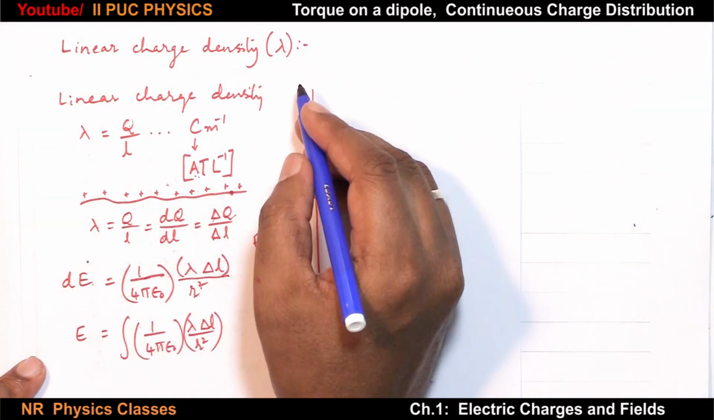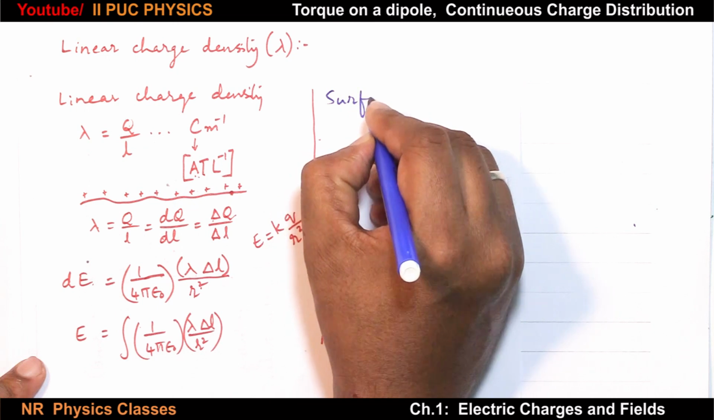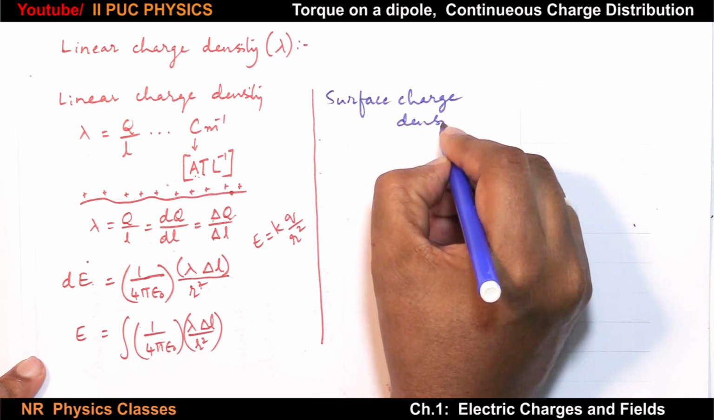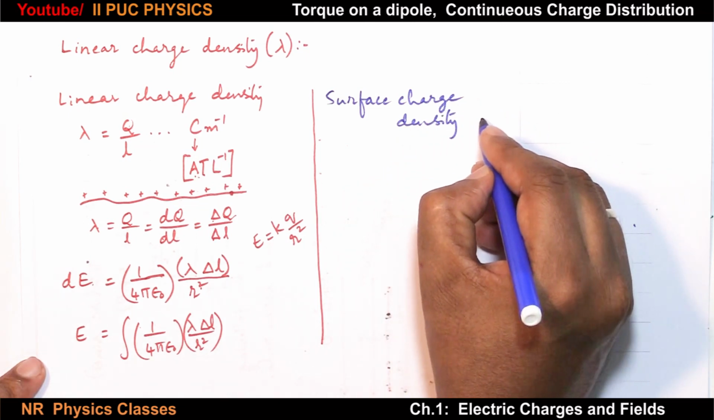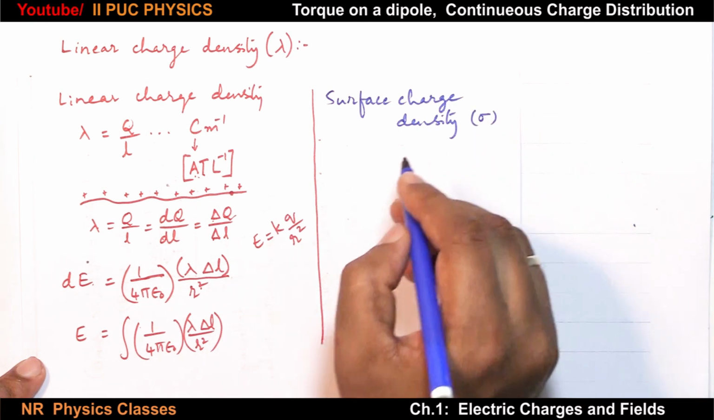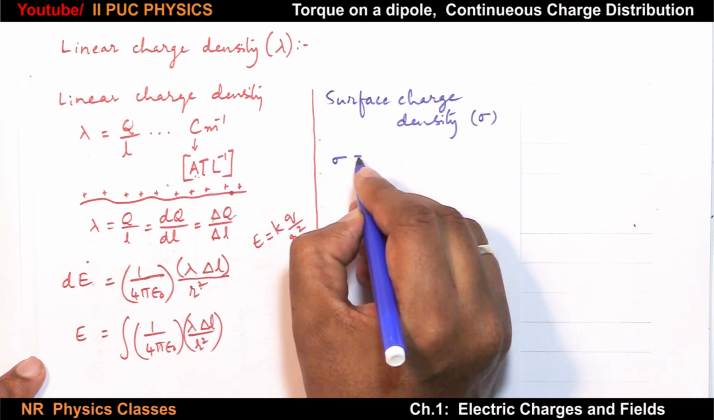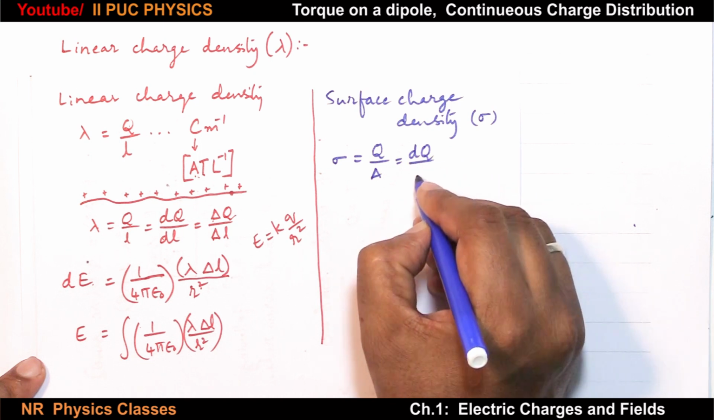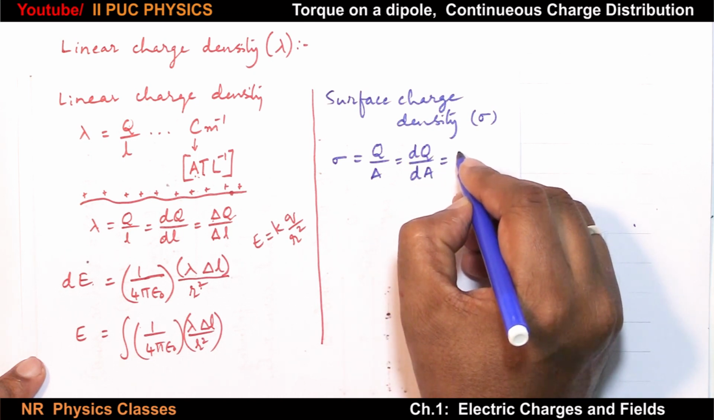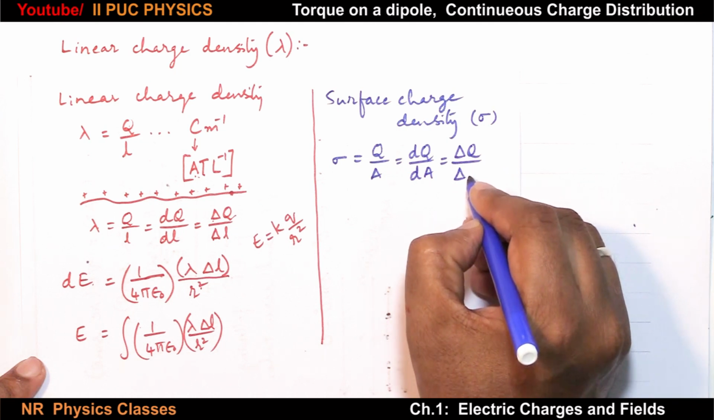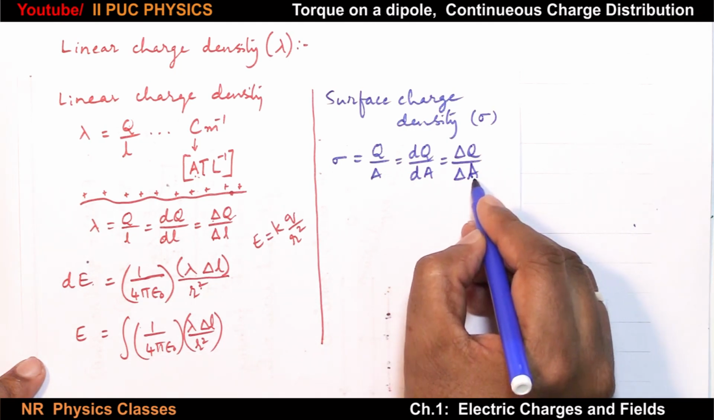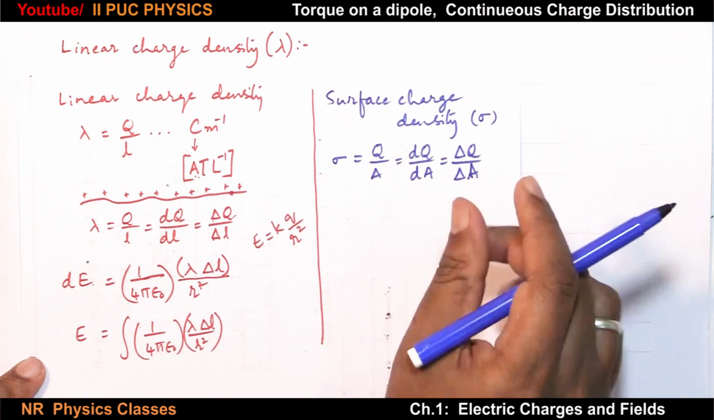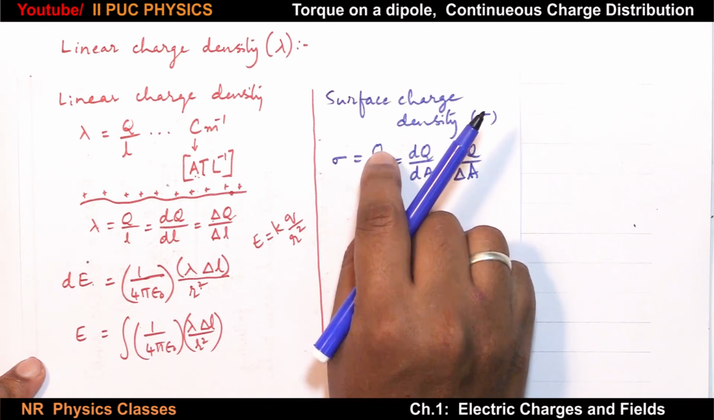Similarly, we define one more quantity called surface charge density. Surface charge density is usually denoted by sigma, and sigma equals charge by area, or small charge by small area, or delta q by delta A. dq means very small charge, delta q means any number, q means total charge.